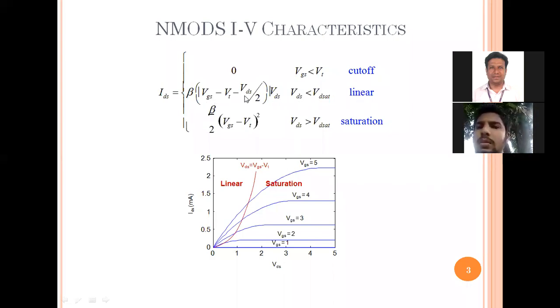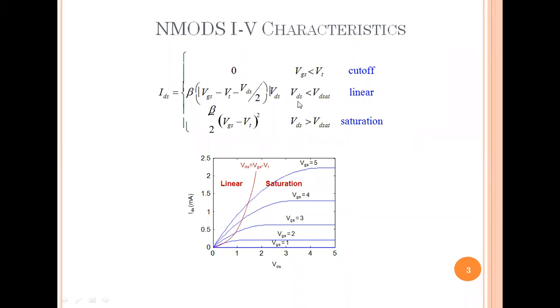According to that, you can observe this is the linear region. In the linear region, if you increase the VDS, accordingly the drain current also increases. So it means there is a linear relationship between the drain current and the VDS. So how is the linear region formed? When the VGS is greater than VT.